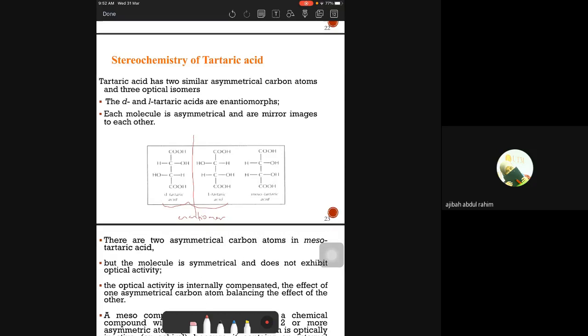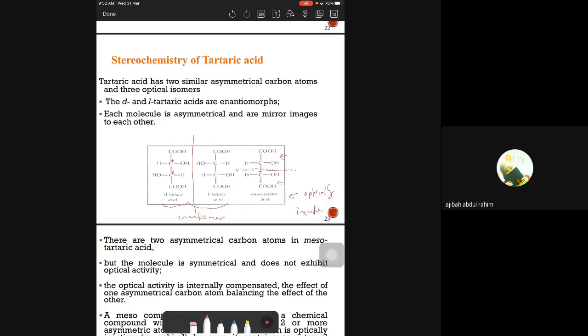And this has two chiral centers, and no plane of symmetry inside the compound. But over here, we have meso tartaric acid. This meso tartaric acid is optically inactive. The reason is that it contains an internal plane of symmetry. If I put a mirror over here, the one on the bottom is an exact mirror image of the one on top.